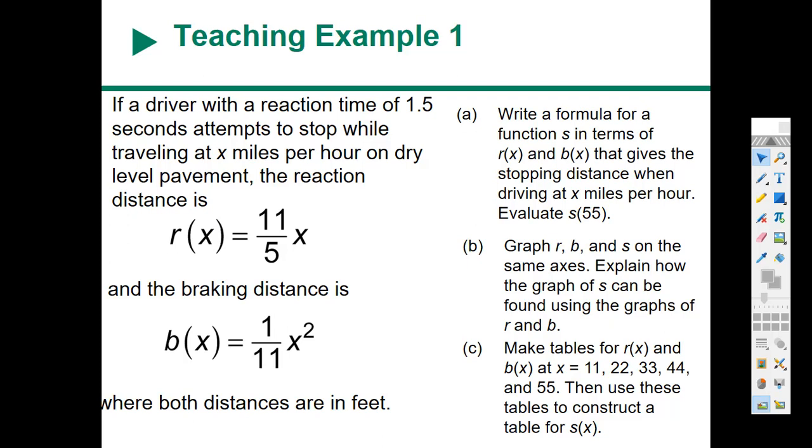So what do you think we would be doing? How do you stop? In order to stop, you have to do what? Take the brake. Okay. In order to stop, you have to react and hit the brakes, right? You have to be alert enough to do so. So when we're creating a function of when to stop, it's a combination of those two things. Does that make sense? So my stopping, my S of X, is going to equal me reacting and me braking. Does that make sense?